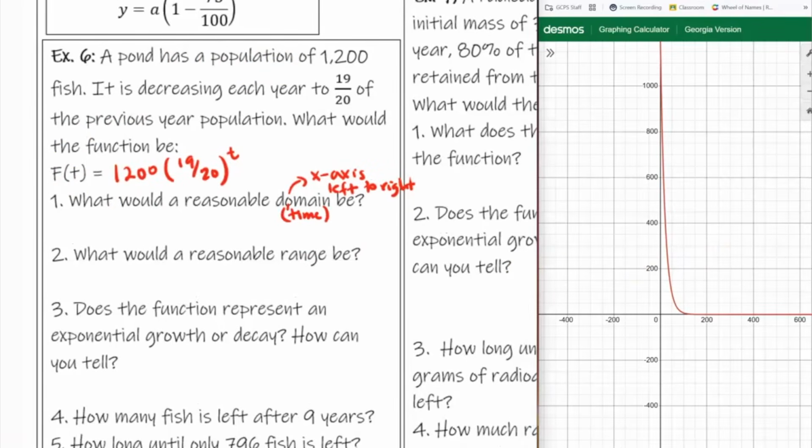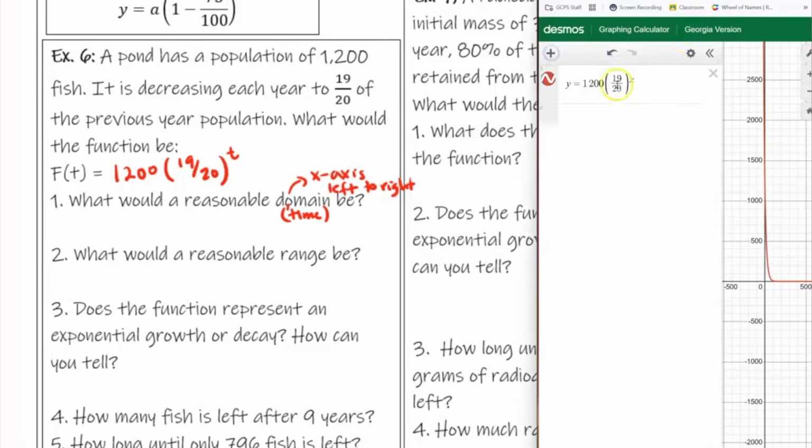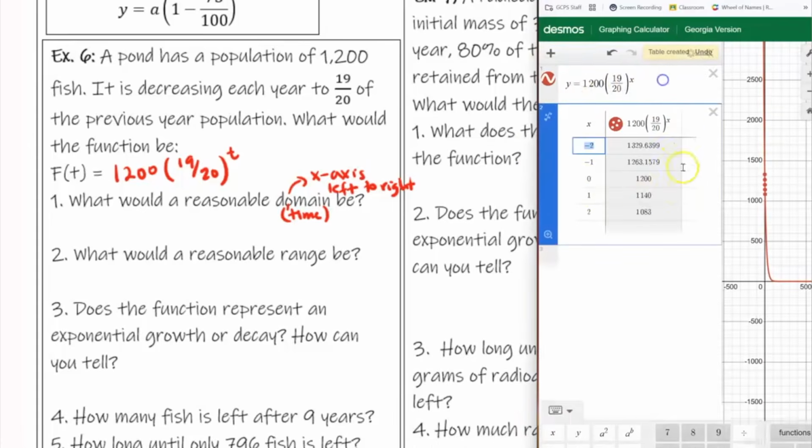can I have positive time? Yes. Can I have negative time? No. So automatically I cannot start in the negatives. I must start at 0. At 0, is it defined? I'm going to make it a table just so you can see it a little bit easier. So at 0, what would this mean? The pond has a population of 1,200 fish. So is 0 defined? Yes. So technically it would include 0.